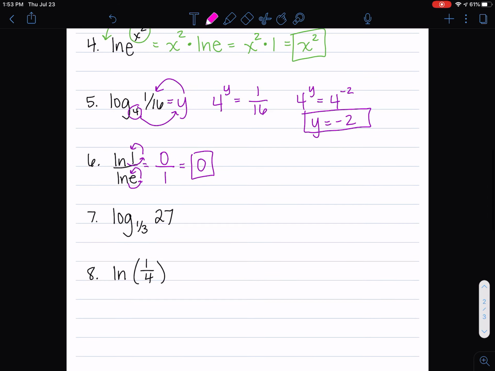Log base 1/3 of 27. So let's set that equal to y just for the sake of explaining this. I'm going to rewrite this. From a log, it's going to become an exponential. So 1/3 to the y power has to equal 27. Well, I know that I'm dealing with a base of 3 here. So I want to think to myself, how can I rewrite 27 so that it has a base of 3? 1/3 to the y is going to be equal to 3 to the 3rd.